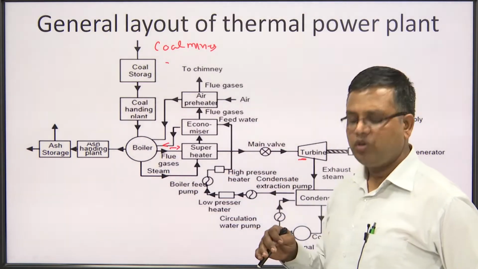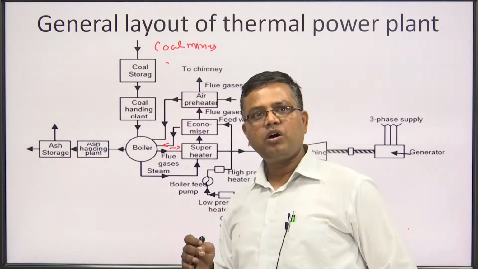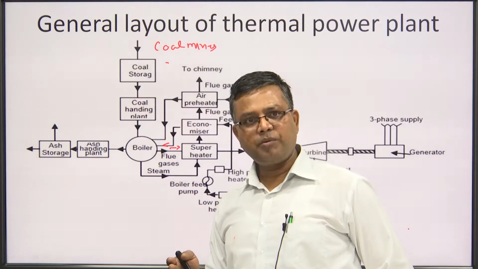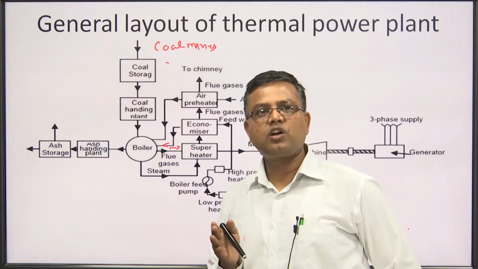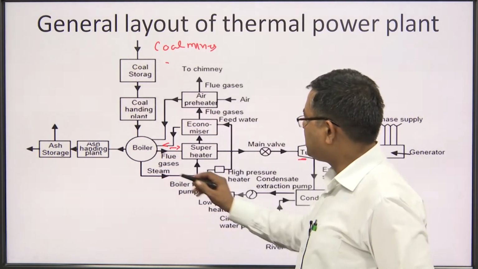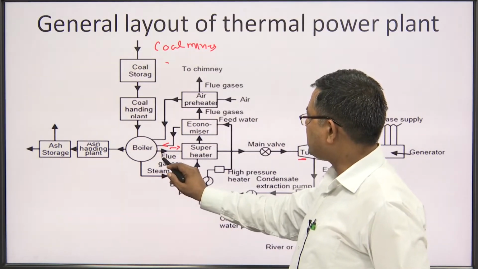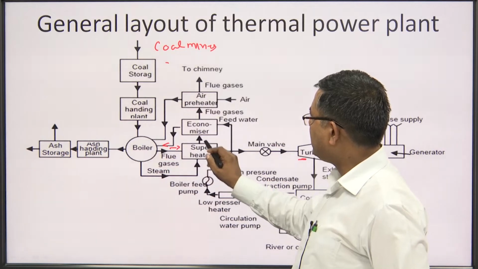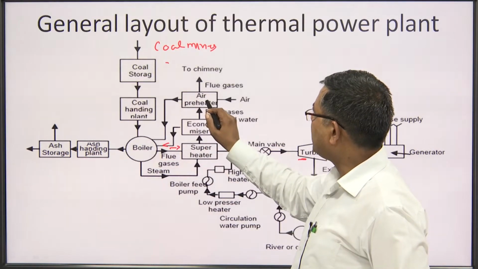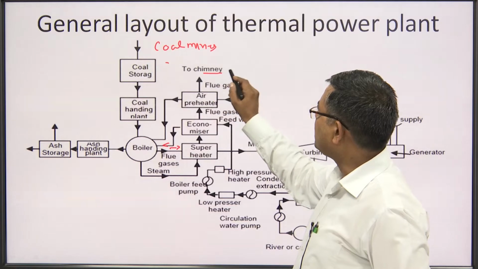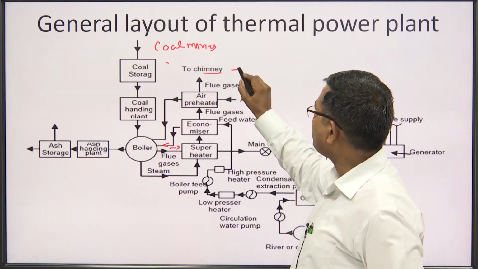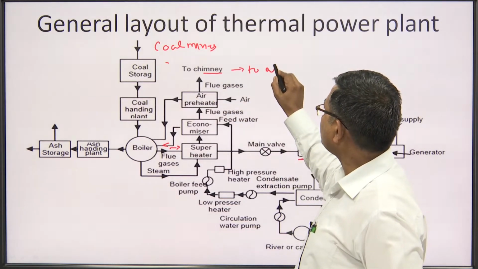Now, when coal burns, hot gases will develop. Those hot gases are known as flue gases. This is the path of flue gases. Flue gases pass through the superheater, then economizer, then air preheater, and finally to the chimney, and finally from the chimney to the atmosphere, right.